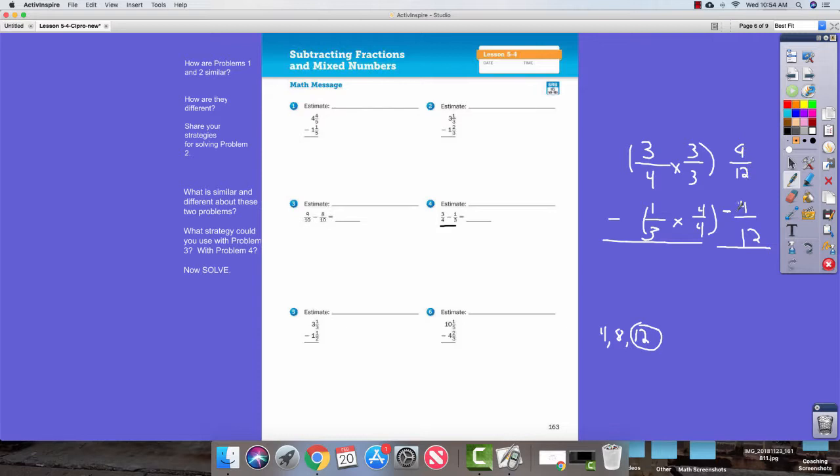So 9/12 minus 4/12, I don't need to make any trades. I can do that. 9/12 minus 4/12 is 5/12, and there's my answer, okay? So in this case, I just needed to find a common denominator, change my fractions to equivalent fractions, and then I was able to subtract.